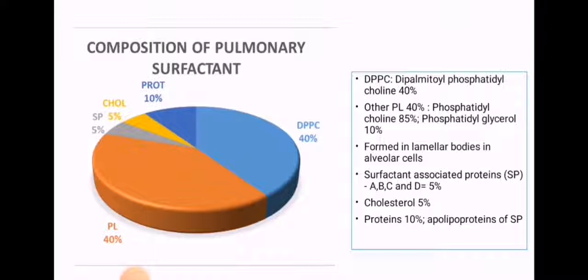Then what about the other 5%? That is from the surfactant associated proteins, also called SP-A, SP-B, SP-C and SP-D. What is SP? SP is surfactant associated protein, which makes 5% of the composition of the pulmonary surfactant. Then cholesterol makes another 5%, and proteins like plasma proteins and apolipoproteins of surfactant proteins make up the rest of the 10%.